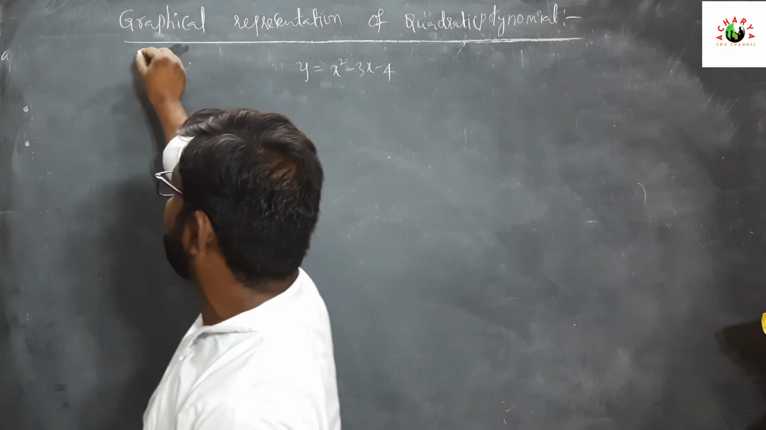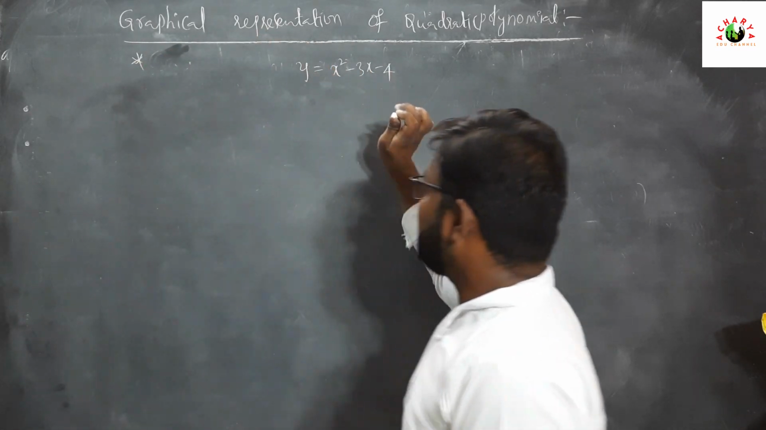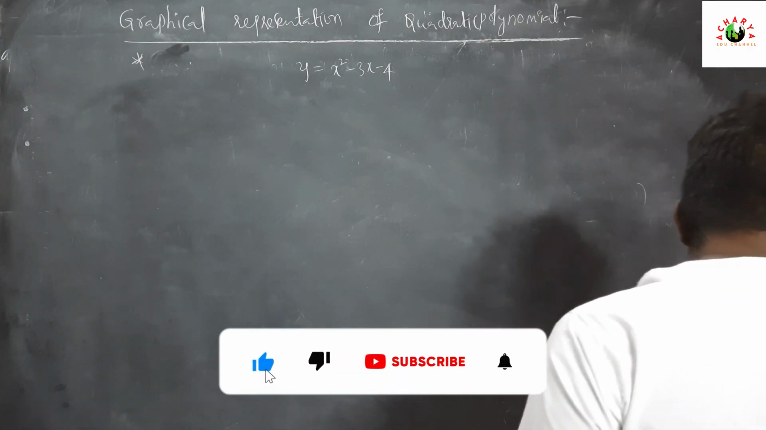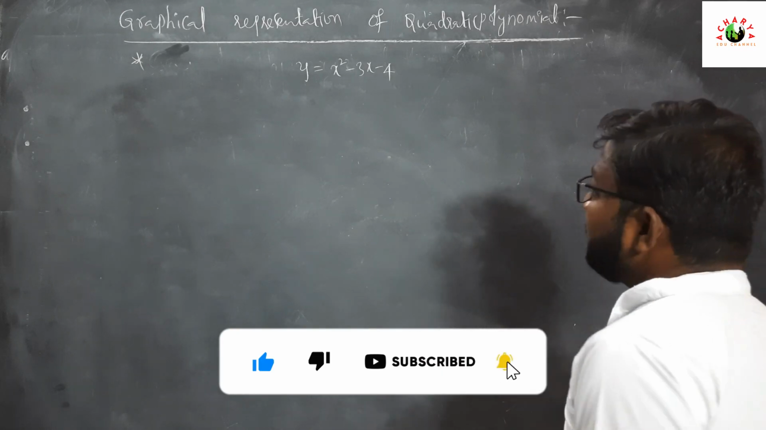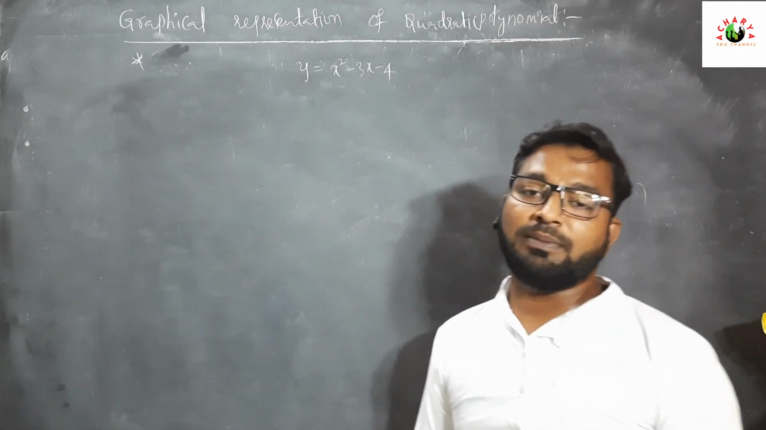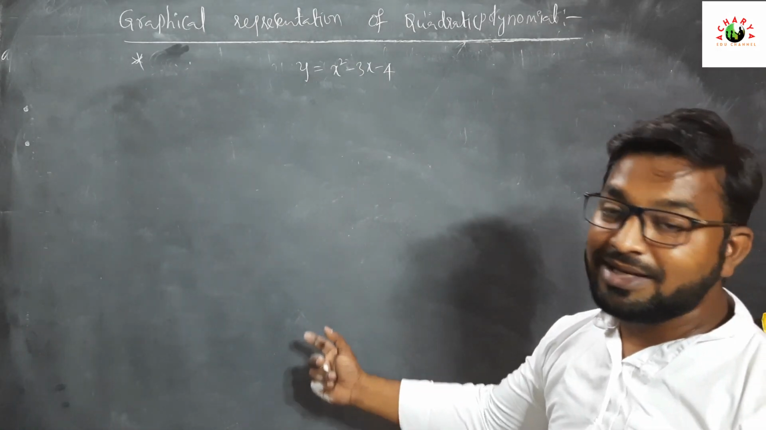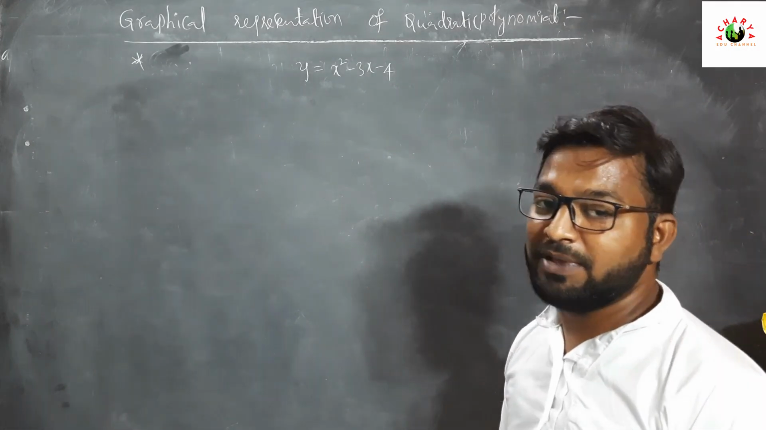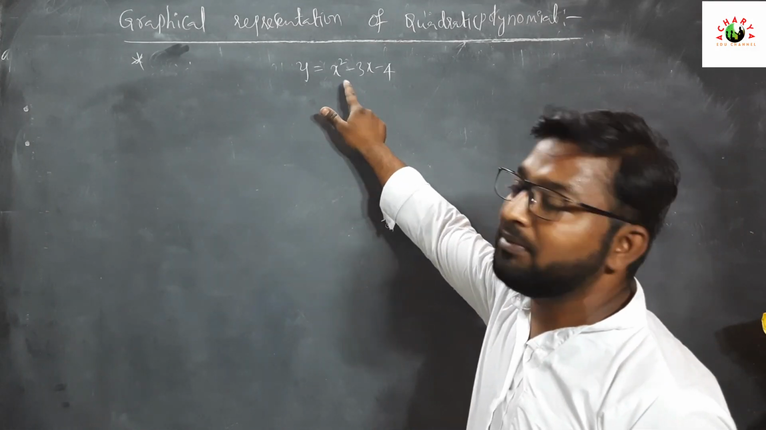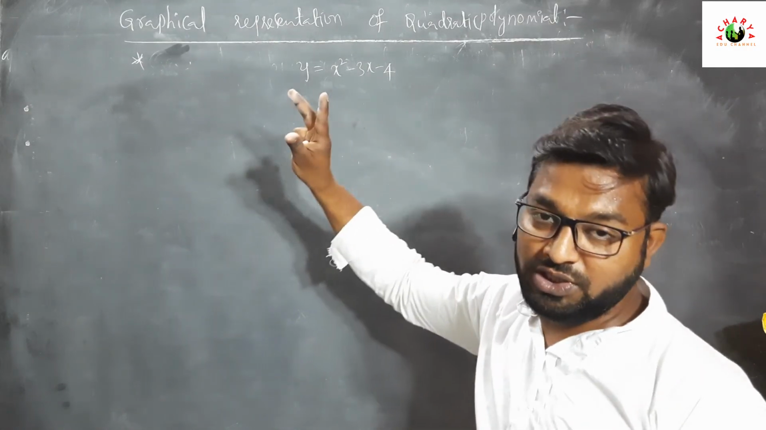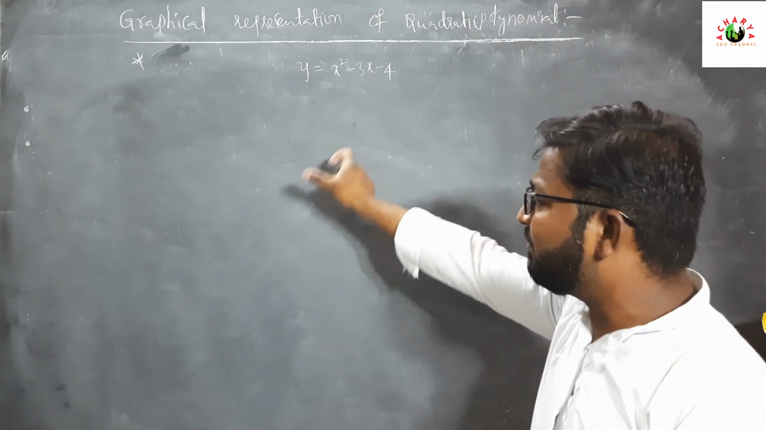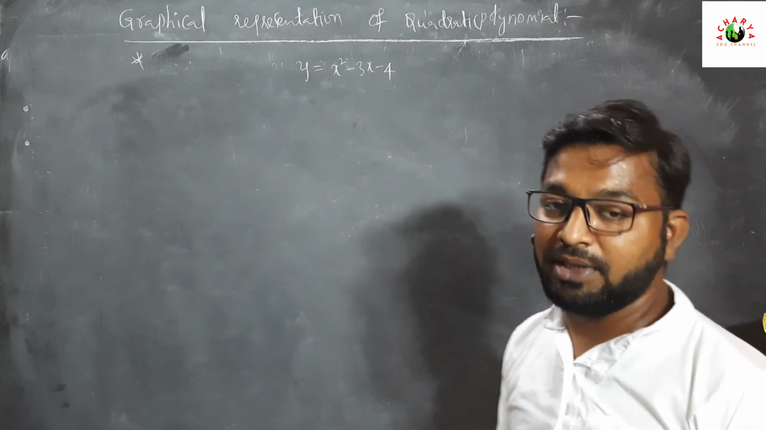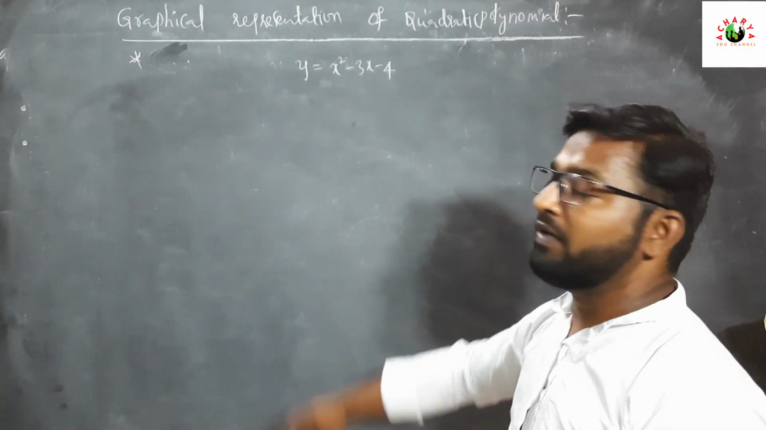This is very important from the examination point of view. Y is equal to x square minus 3x minus 4. First, identify whether the given polynomial is a quadratic polynomial or not. This is a perfect quadratic polynomial, because it is in the form of ax square plus bx plus c. So the degree of the polynomial is 2, and that's why it has 2 zeros. After completing the graphical representation, we have to verify with the factorization method. At that time I will explain the factorization method.